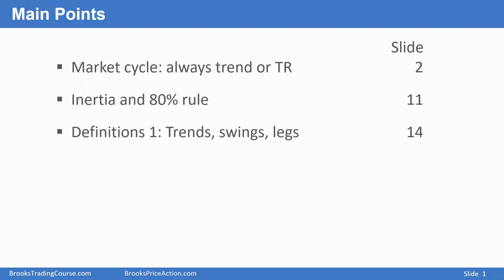Now, I have a rule, my Al Brooks 80% rule, that markets have inertia and they tend to continue to do what they've been doing. So if a market's in a trend, 80% of reversal attempts will fail. If it's in a trading range, 80% of breakout attempts will fail. Finally, I'm going to talk a little bit about definitions: trends, swings, legs.